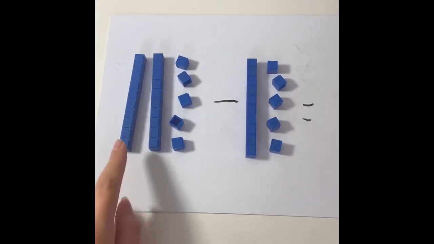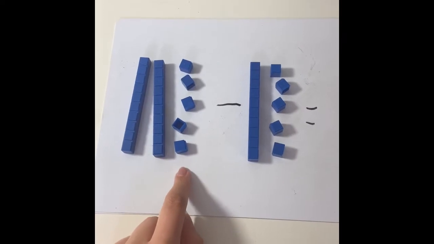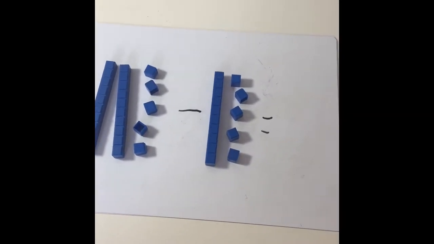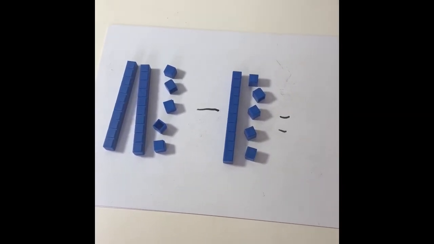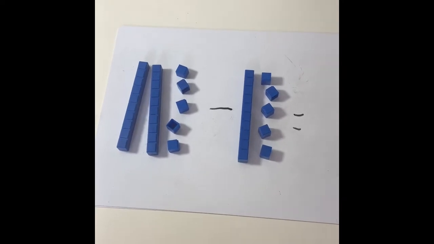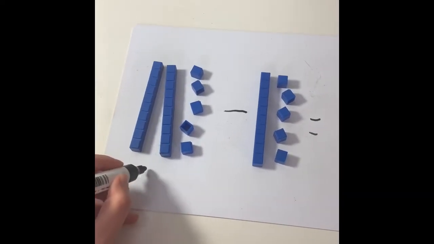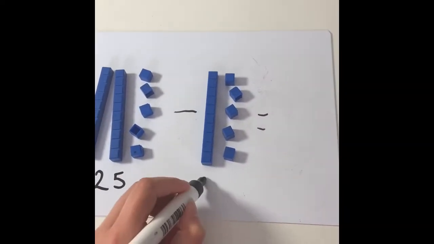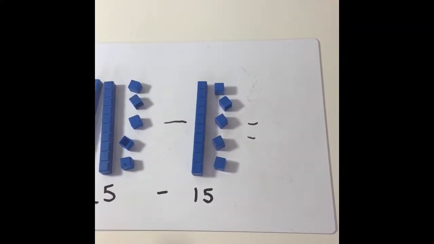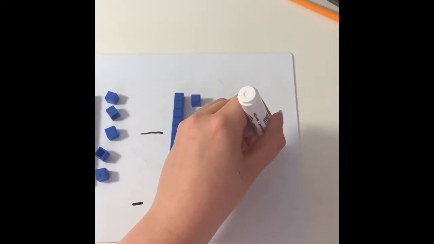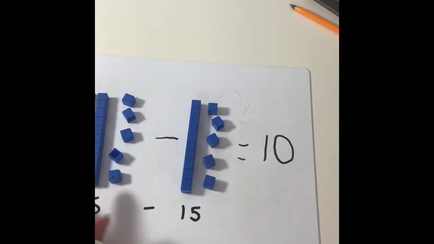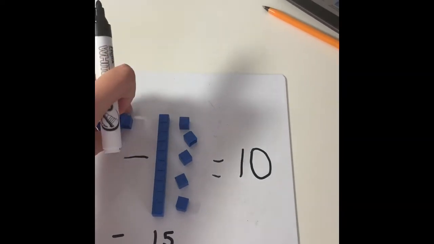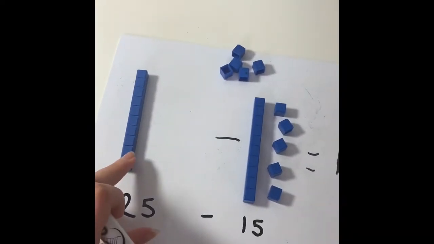Last question. How many tens? How many ones? Take away how many tens? How many ones? Okay, so I have 2 tens and 5 ones. Take away 1 ten and 5 ones. The answer is 10. You could have done this through accurate counting. So you need to take away that. So we'll take away 1 ten and then 5 ones, which would leave you with 10.